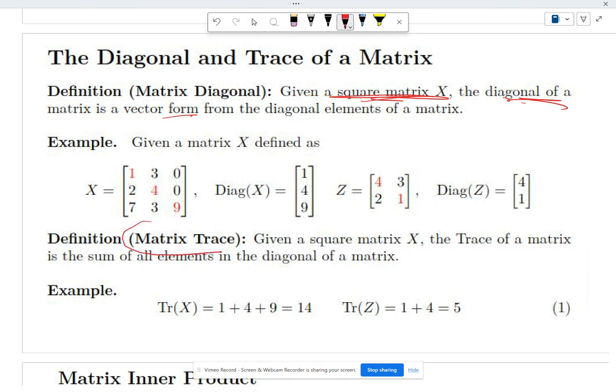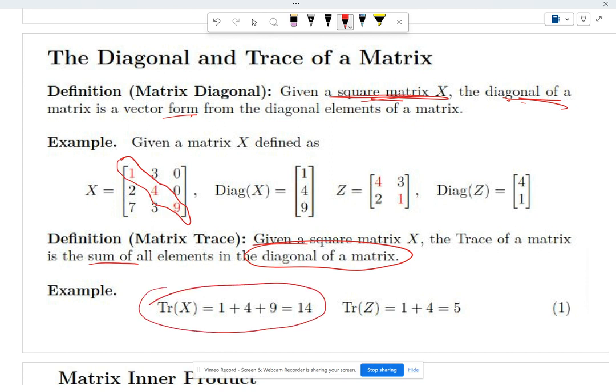Next, matrix trace. The trace of a matrix is the sum of all the elements in the diagonal. So basically, you look at that diagonal, and then you add them up. Like right here, you add them up. See? Over here is 4 and 1, right? You add them up. So the diagonal gives you the diagonal vector. The trace adds up the diagonal.